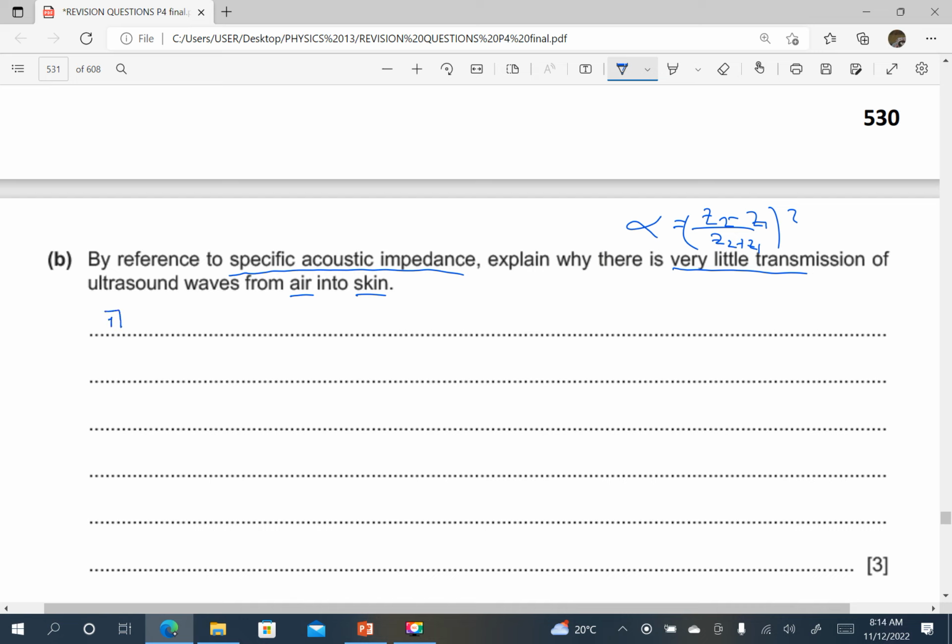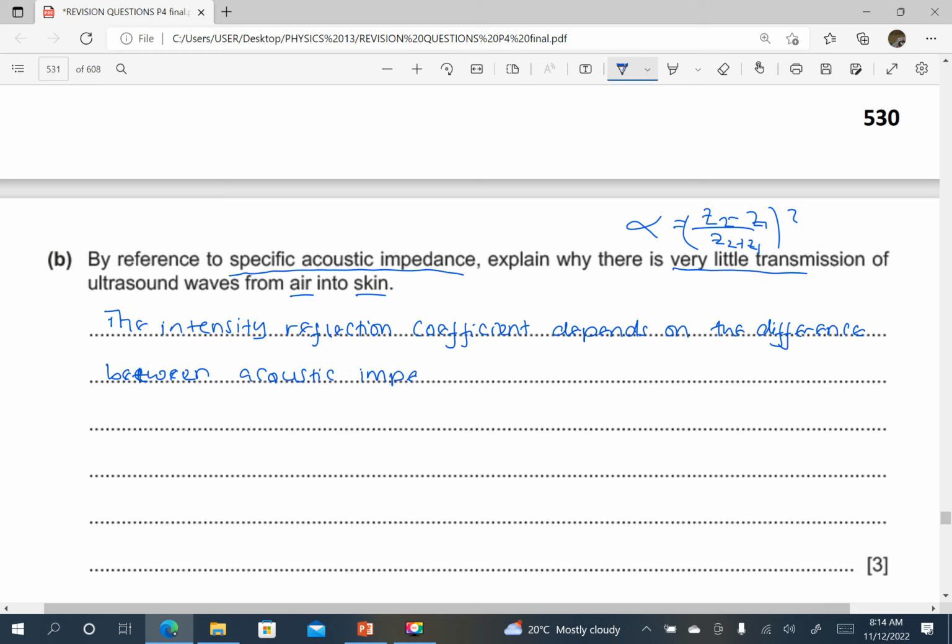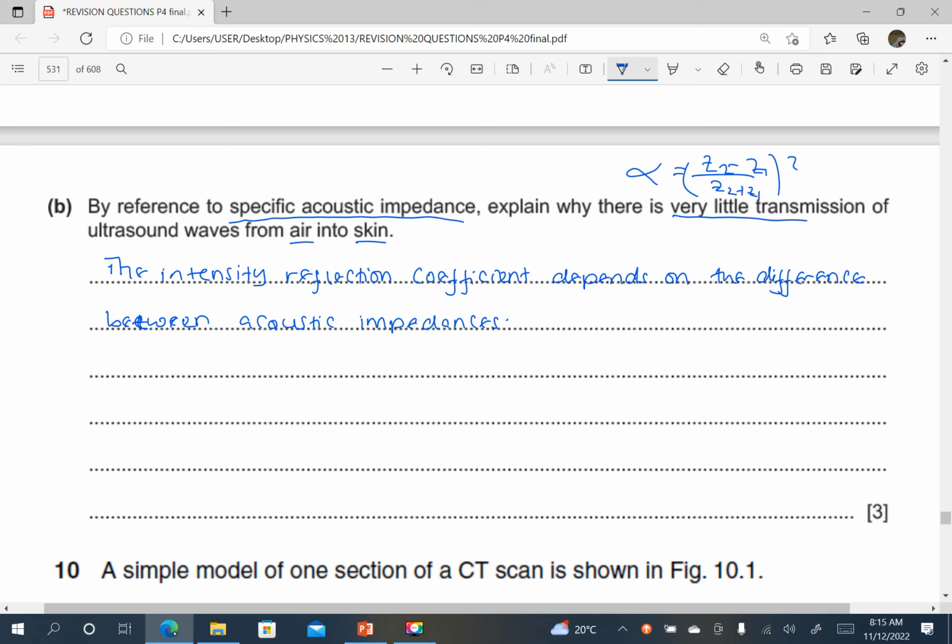The intensity reflection coefficient depends on the difference between acoustic impedances.